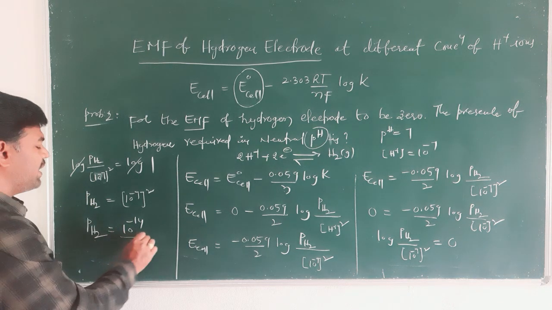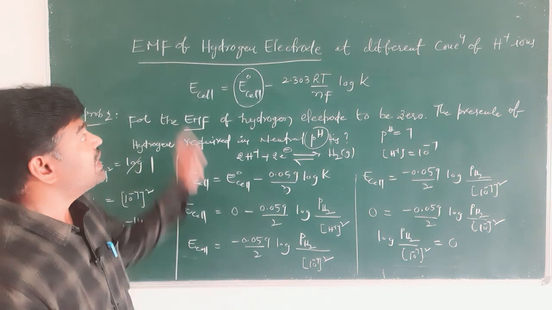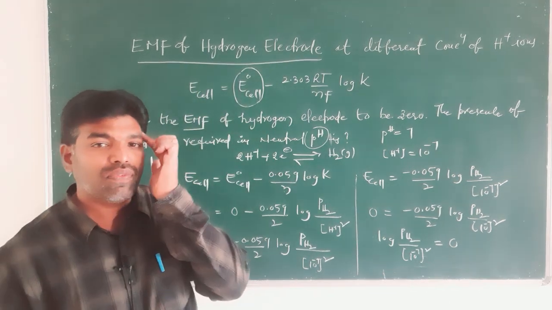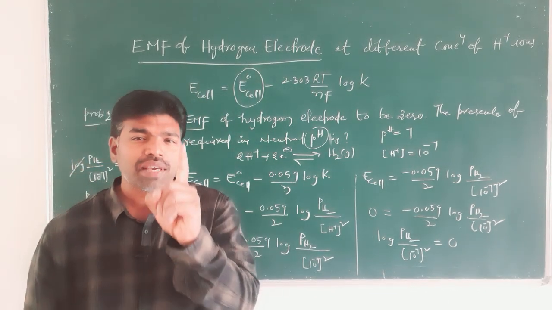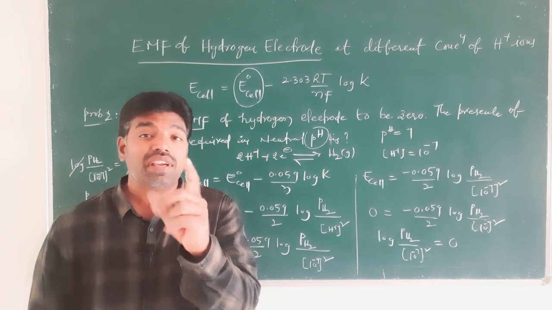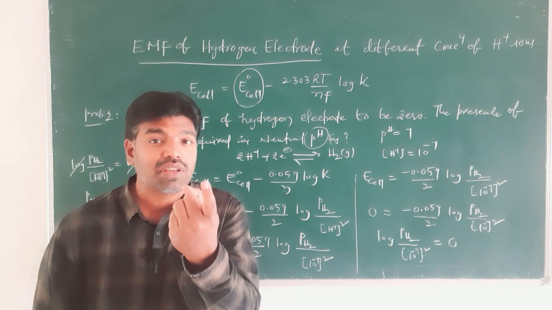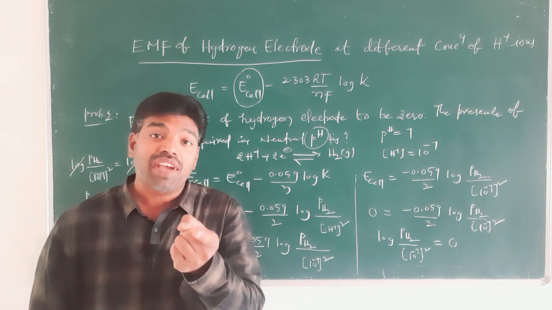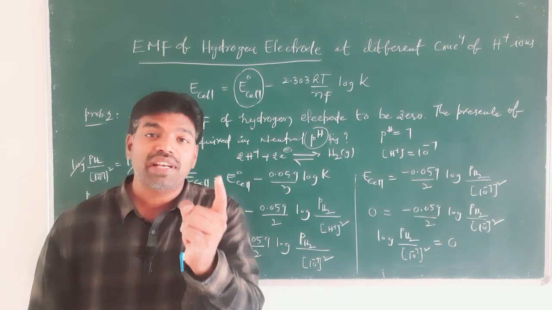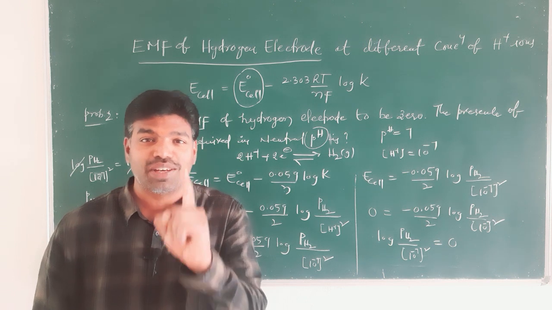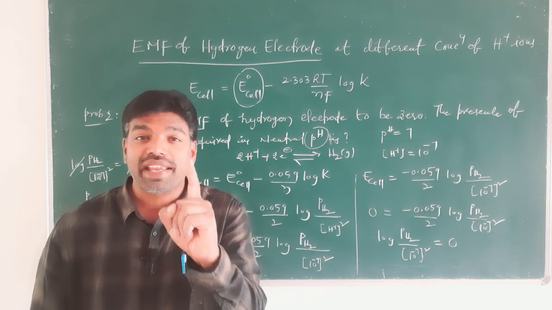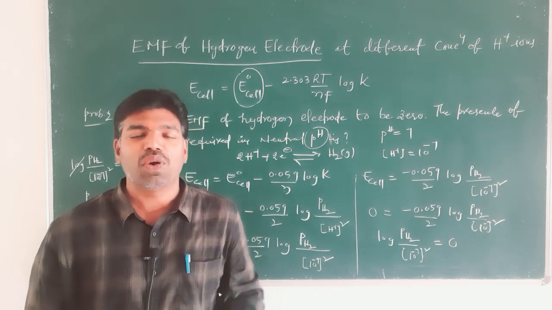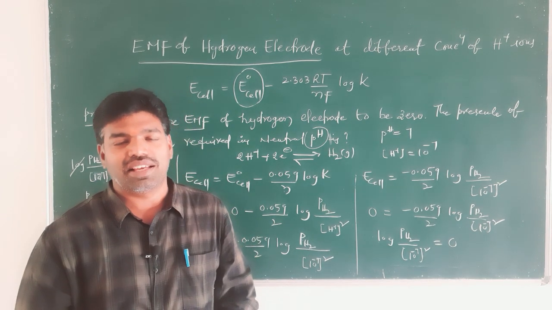So, in this way we can calculate the EMF of the hydrogen electrode. You should remember one point: in all EMF measurements we always measure the difference of potentials of electrodes. But when we need to calculate the EMF of the hydrogen electrode, we need to take the E naught cell as 0. Okay, I hope you all understand this lecture.